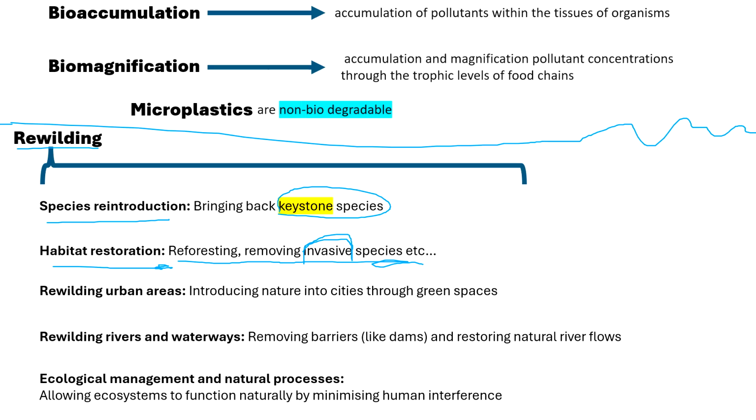Links to another topic. Rewilding the urban areas, that's why parks exist, introducing nature into cities, rewilding rivers and waterways, removing barriers like dams. This is basically common sense that you might use in a question, but just look at it once just in case.